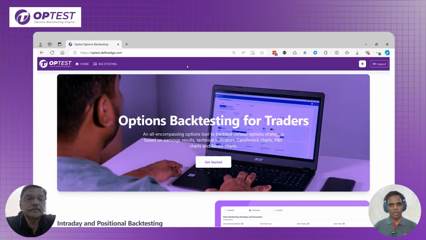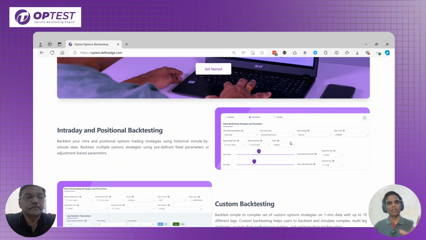So this is the homepage, and here we have described different features that are available on the Optest. Now you can find Optest both on defineedge.com as well as defineedgesecurities.com. So it's exactly same in both. So there are some pricing differences which we will talk about later.